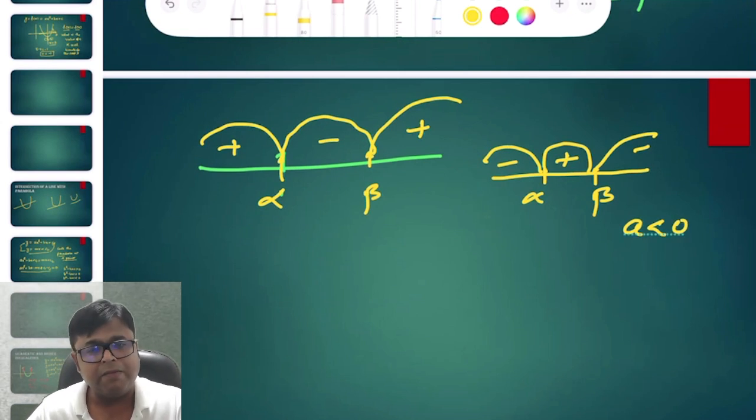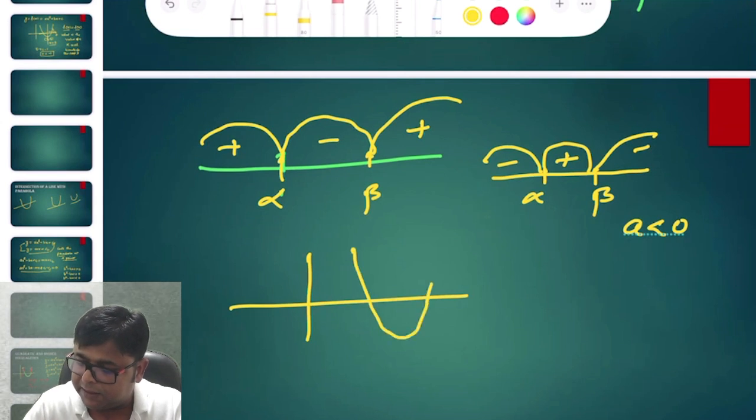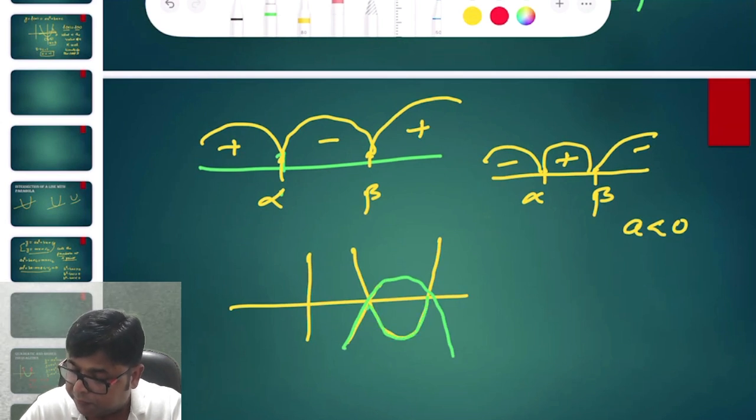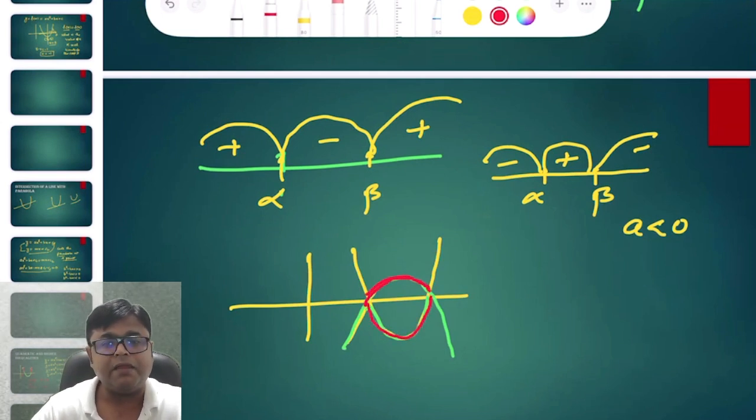Roots will be the same, but the nature will be different, because wherever the expression is positive for a cup shape, there it will be negative for the cap shape. As you can see, if it is this cup shape, this is the corresponding cap shape, right? So wherever cup shaped is positive, cap shaped is negative, and cap shaped is positive where cup shaped is negative, and vice versa. So I hope you have understood it through curves, which is very important. So this is how we solve a quadratic inequality.